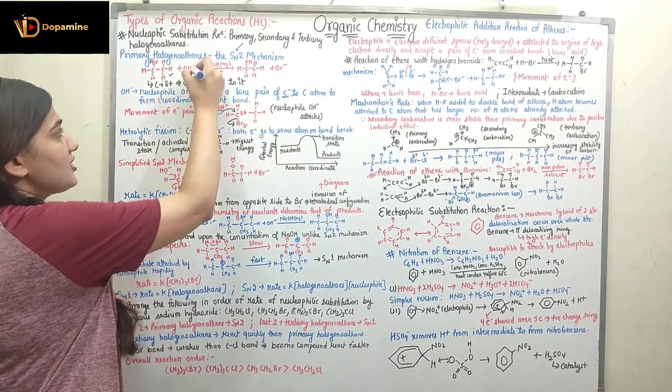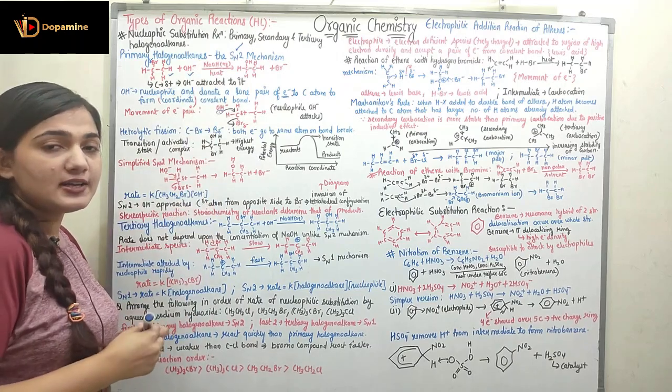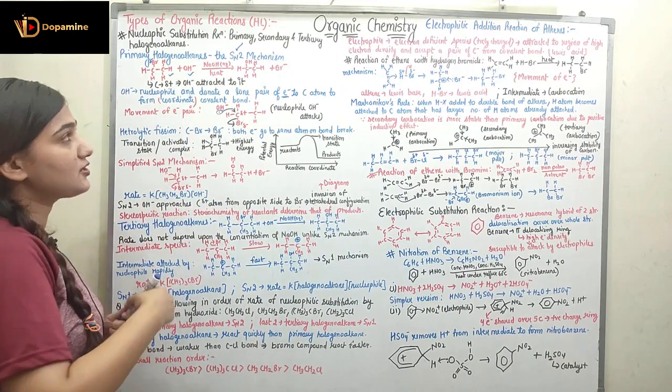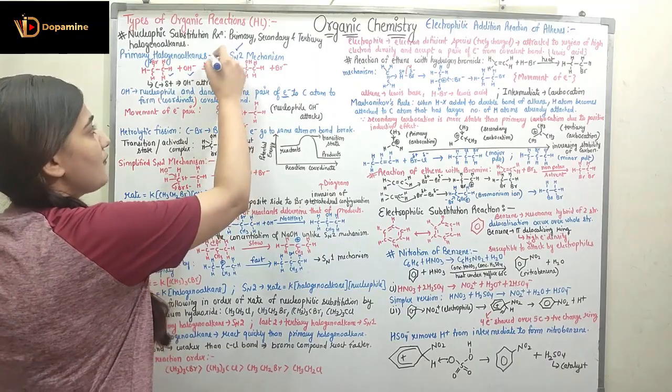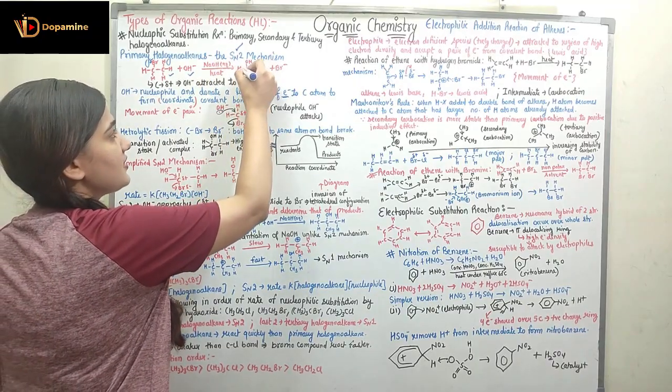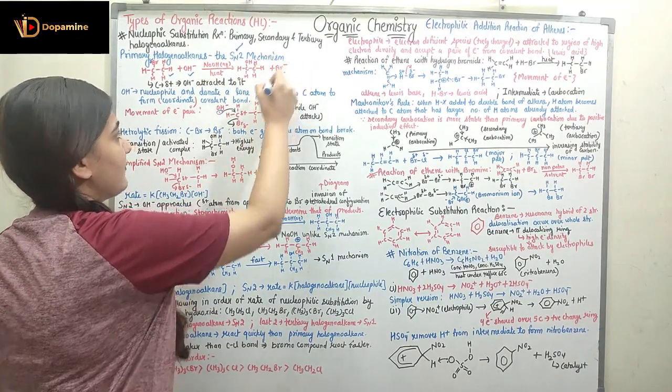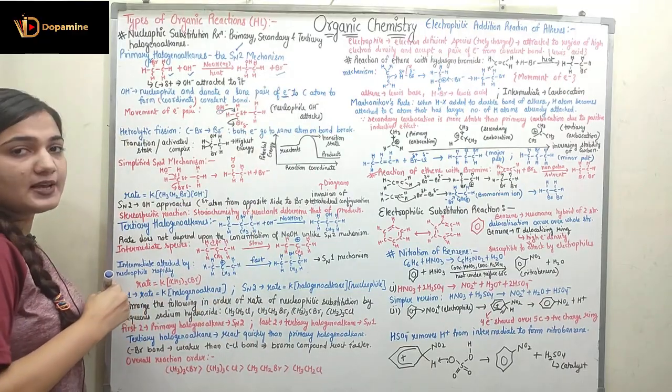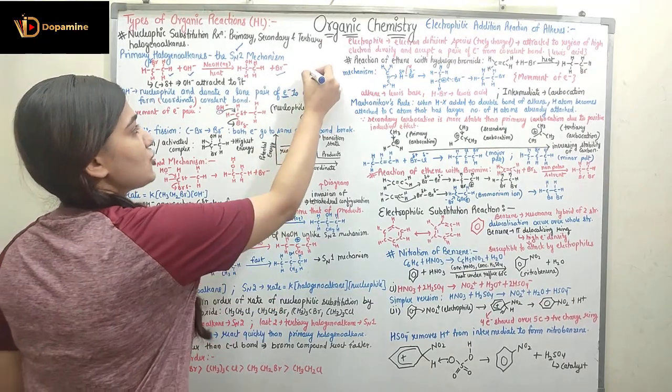It is going to react with OH negative. OH negative here is the hydroxyl ion, which reacts in the presence of NaOH and heat to form CH3CH2OH plus Br negative.